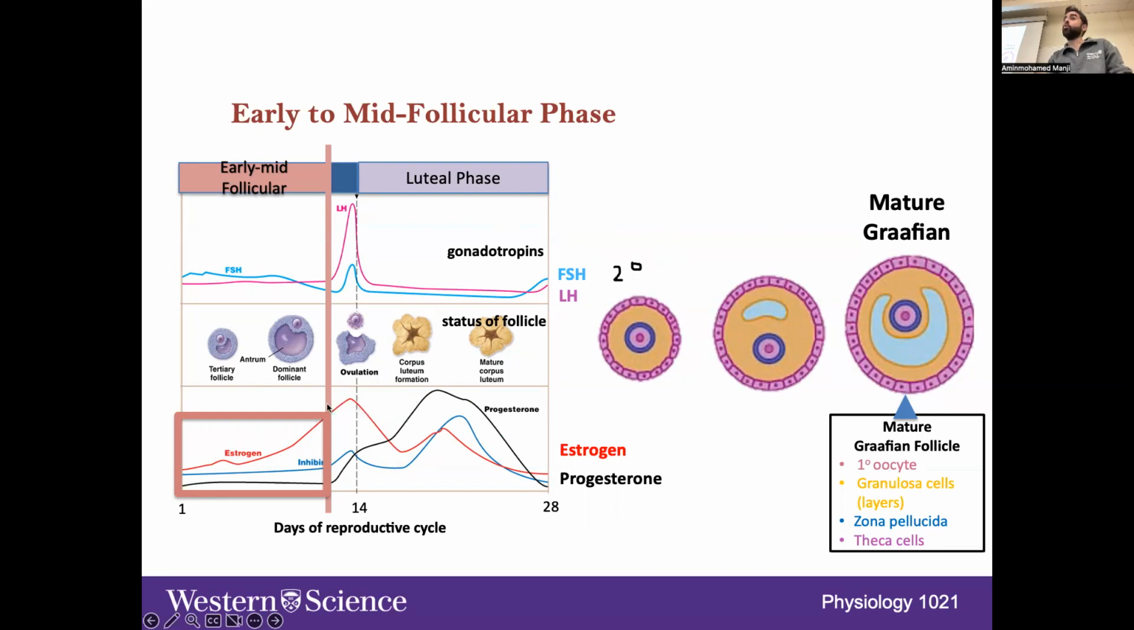Eventually, though, something really cool happens. At this stage over here, it's called the mid to late follicular phase. Estrogen levels hit this threshold value, this magical number, and all of a sudden, FSH and LH levels skyrocket. So what exactly is happening here?